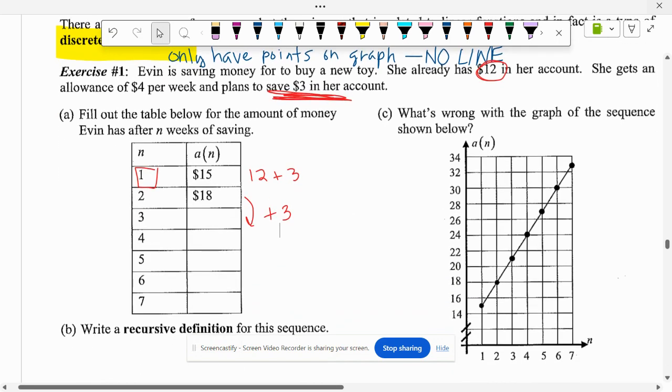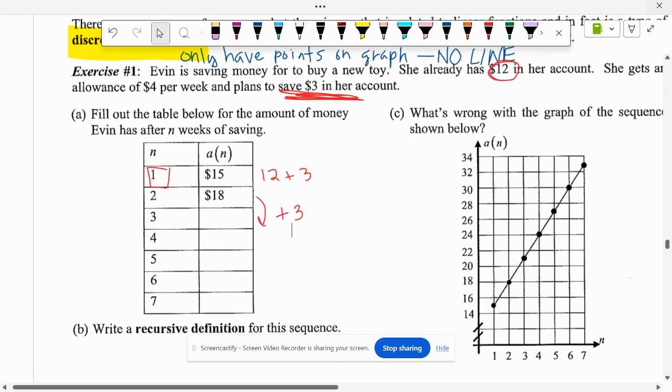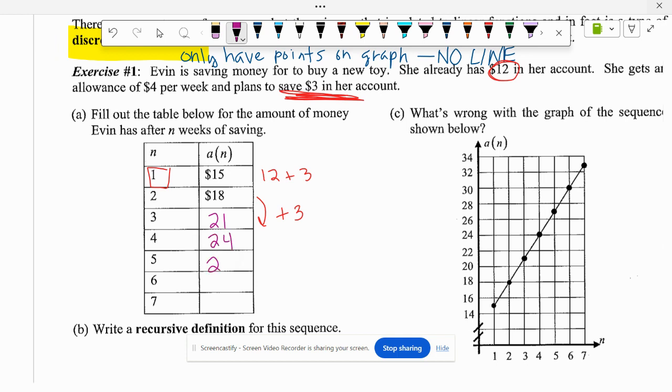So if I add 3 every single time, after 3 weeks, I'll have how much? 21. And after 4 weeks, I'll have how much? 24. And after, yep, 30 and 33, you said? Okay.